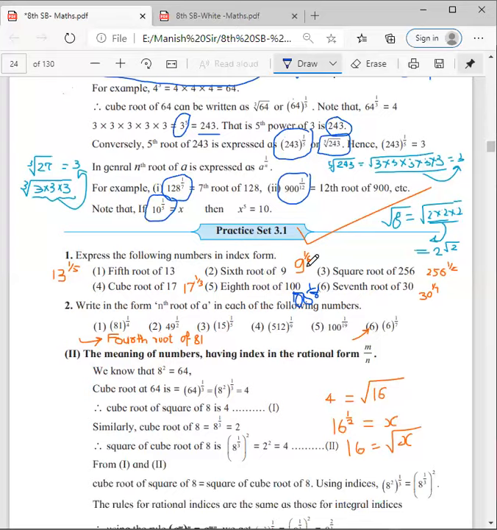6th root of 9. That is nothing but 9 raised to 1 upon 6. Is it clear to you all? I have discussed each and every question from this exercise.